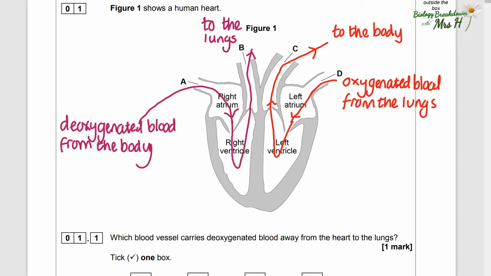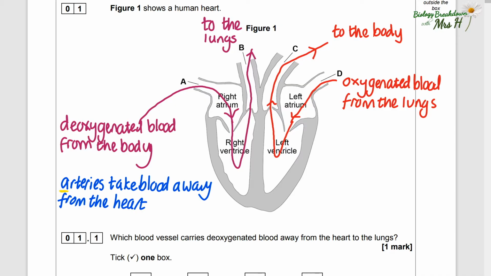There's an easy way to remember which blood vessels take blood away from the heart and which blood vessels take blood to the heart, and that is that arteries take blood away, and they both begin with A, and veins take blood into the heart, and in veins you've got "ins", so it reminds you into the heart.